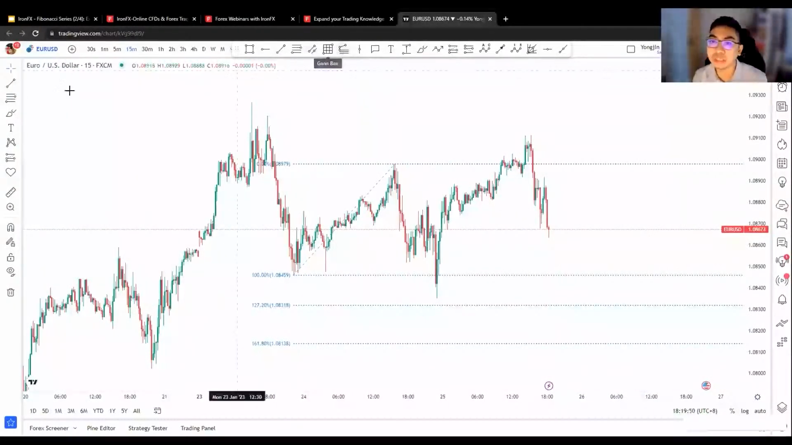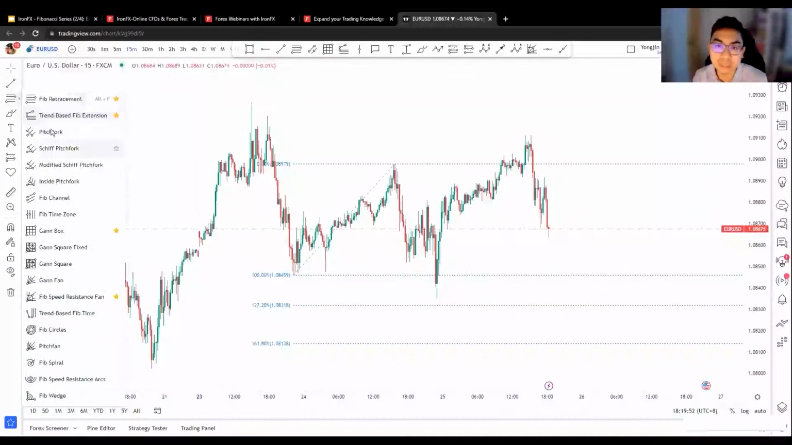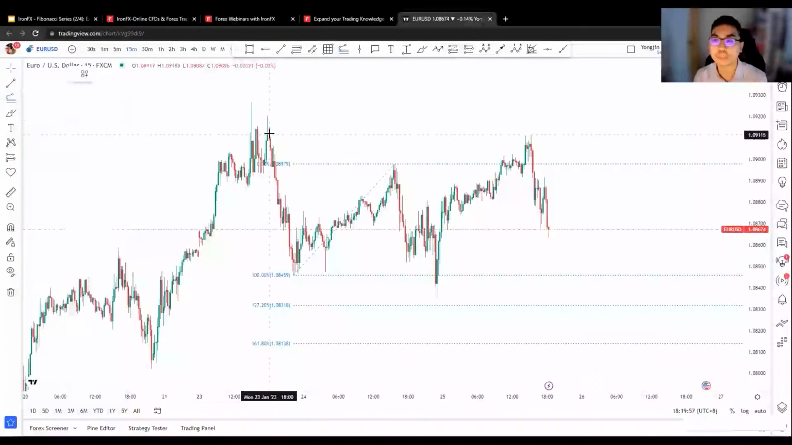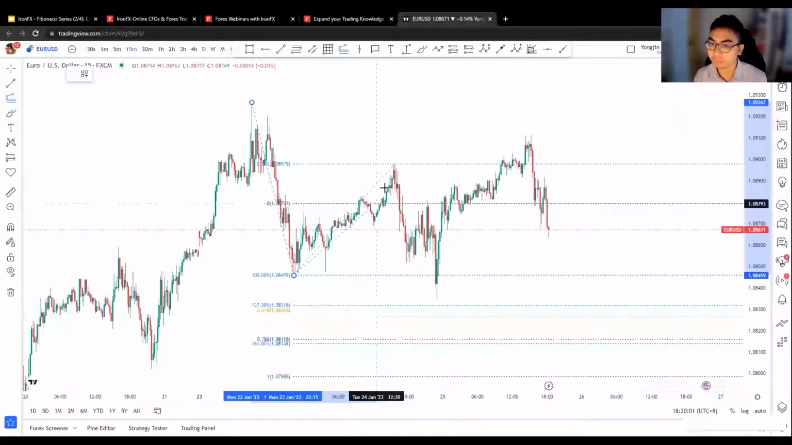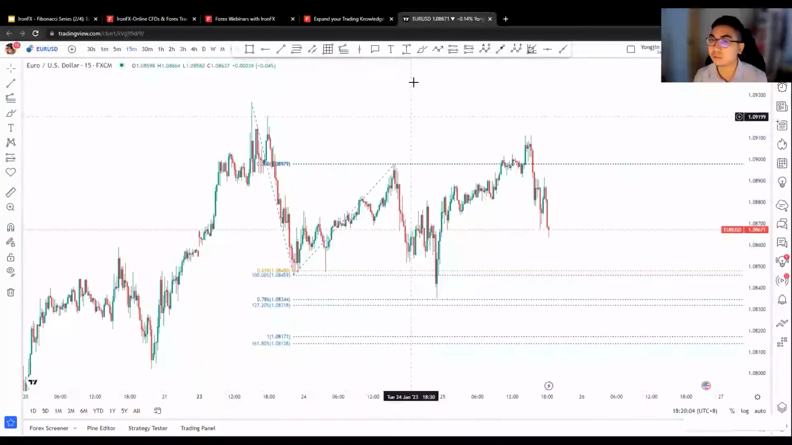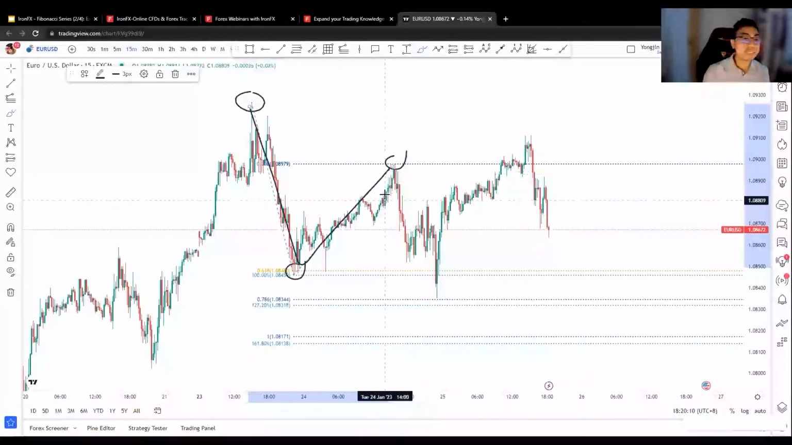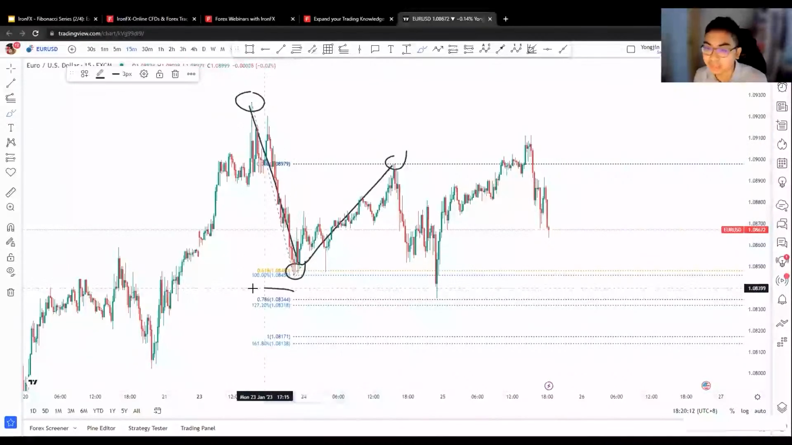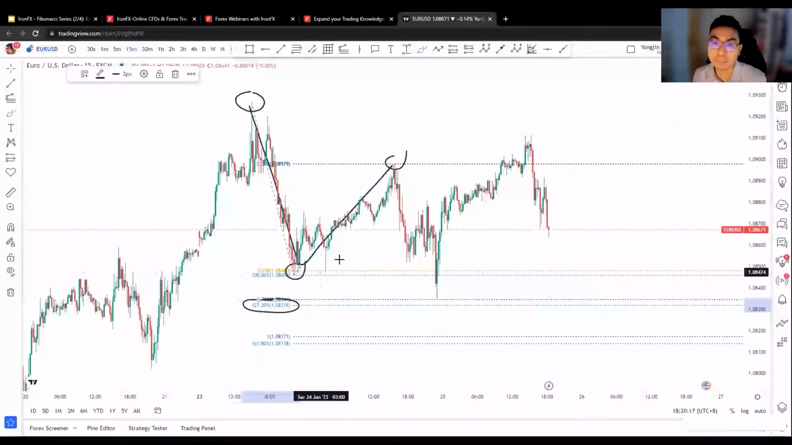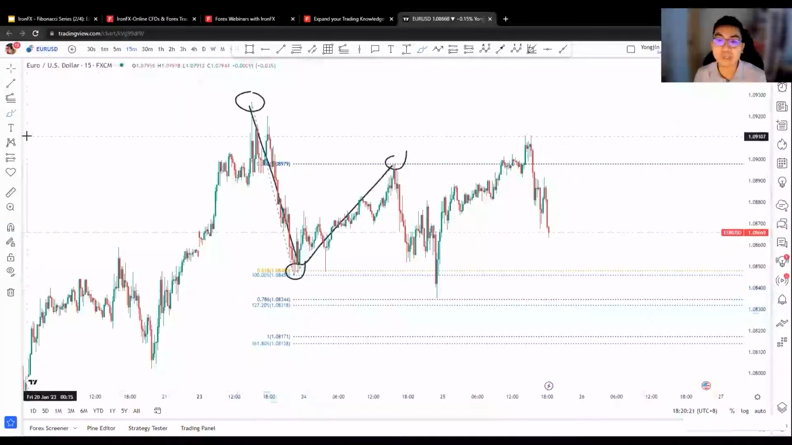But actually, you can use the Fibonacci extension line. Let me find it. Trend-based Fib extension. It's 1, 2, 3. Trend-based Fib extension from the top to bottom and to the next swing. So you are swinging from here, here, and here. So that's how you draw it. You notice that the 78.6% Fibonacci projection line and the 127.2% Fibonacci projection line are kind of intersecting together.